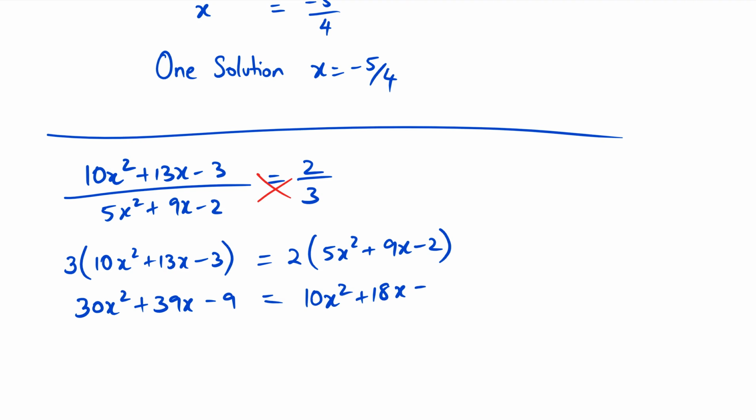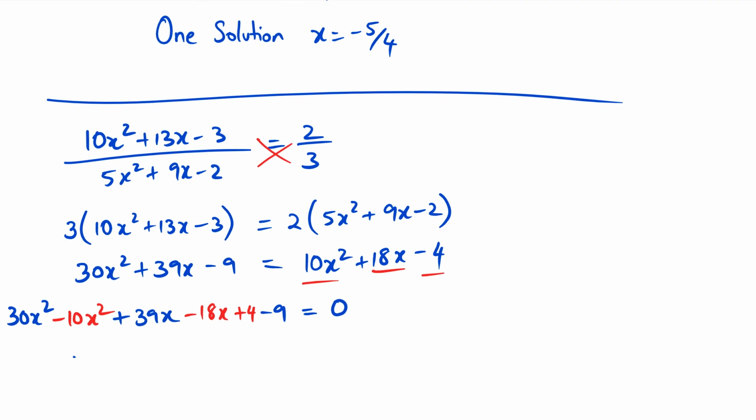plus 18x minus 4. So bringing all my terms to the left hand side, I'm going to write this up slightly differently: 30x squared plus 39x minus 9 equals 0, because when I bring 10x squared it becomes minus 10x squared. When I bring 18x it's minus 18x, and then minus 4 becomes plus 4. So what I'm left with is 20x squared plus 39 minus 18 is 21x, and then minus 9 plus 4 is minus 5, equal to 0.